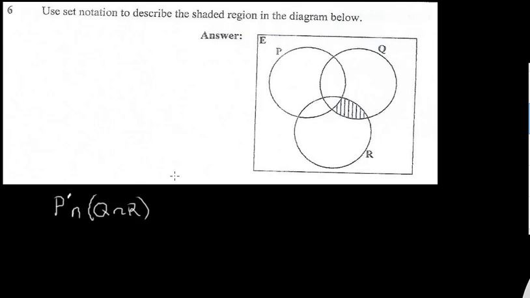So this one is quite straightforward. It just requires you to see and to have better vision. So the first thing that you'd notice is P isn't in any way shaded, and the only shaded region that we have is Q intersection R. So we'd have P complement, which is saying everything else that is not in P but is in Q intersection R. You see that? So we can move on to question number 7.